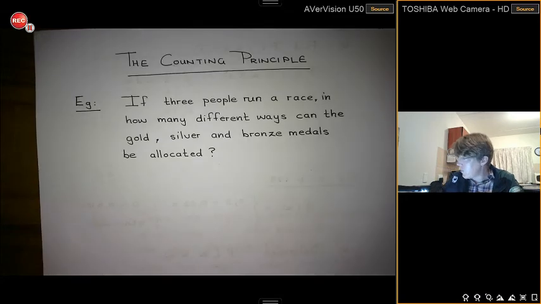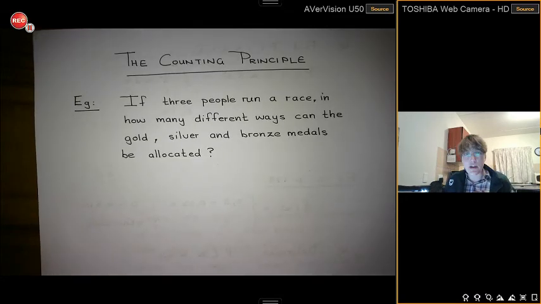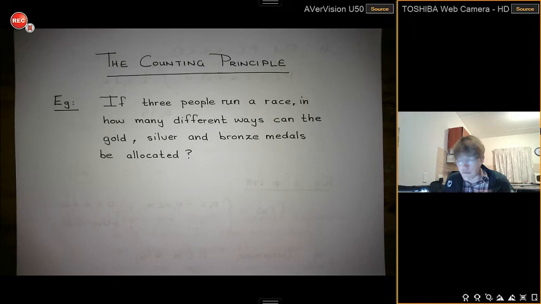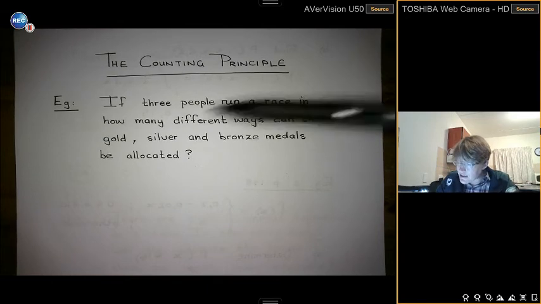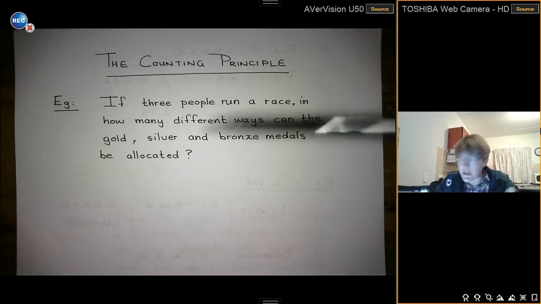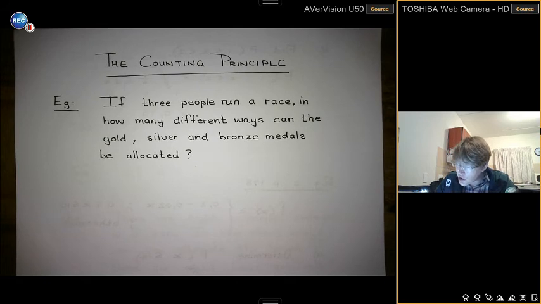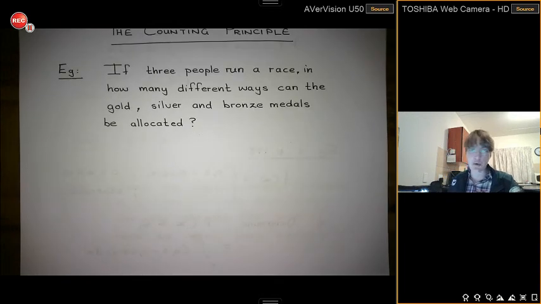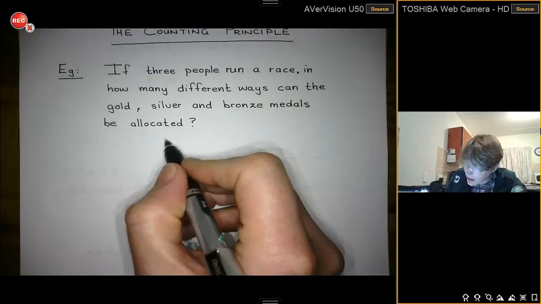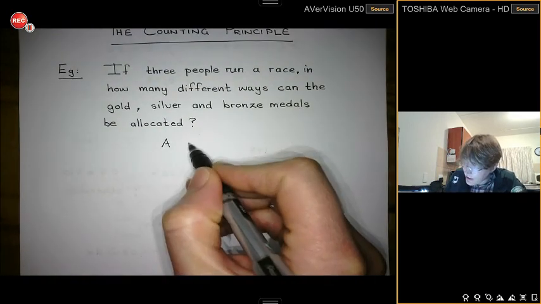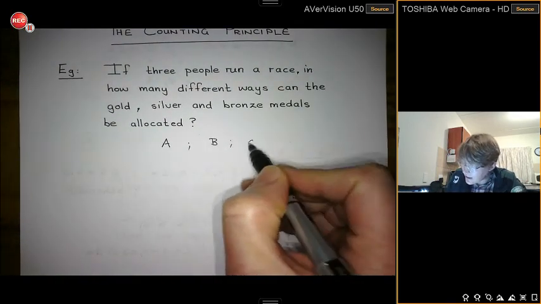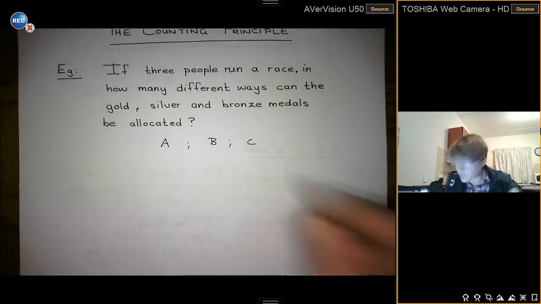Okay, right. So let's look at a straightforward example, just so we can feel our way forward. If 3 people run a race, in how many different ways can the gold, silver, and bronze medals be allocated? Initially, we're going to do it the long way around, just so you can understand the shortcuts we're going to be using later. So let's say we have athlete A, athlete B, and athlete C running the race.